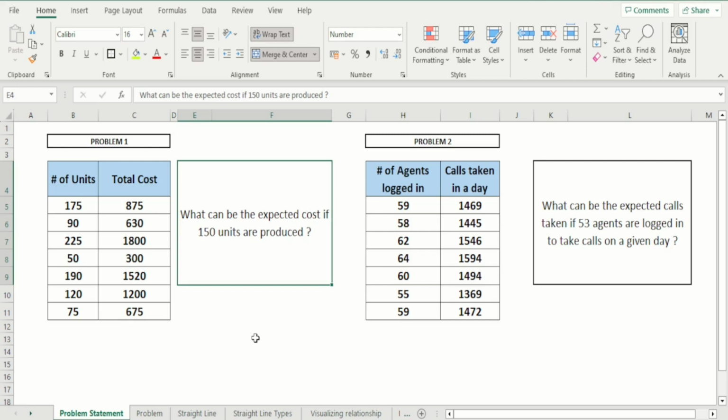Similarly, if you look at problem 2, which is drawn from the service industry, we have data in columns H and I. The first column talks about the number of agents logged in. The second column talks about the number of calls taken by those agents in a given day. So if you were to take an example of row number 5, it says 59 agents took 1469 calls in a given day, and then 58 agents took 1445 calls in a given day. The question that we're being asked is what can be the expected calls taken if 53 agents are logged in to take calls on a given day. So these are typical estimation problems.